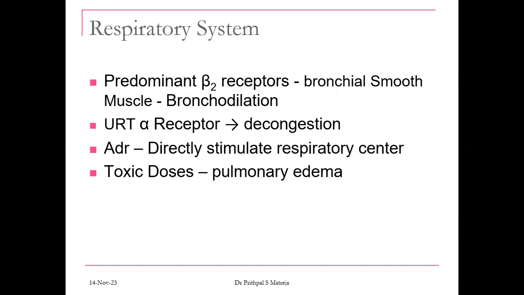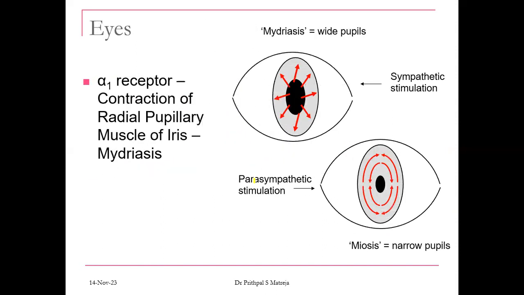Action on the respiratory system. There is beta 2 receptor present in the smooth muscles of the bronchus. So predominant beta receptors are present, which lead to smooth muscle relaxation, causing bronchodilation. The upper respiratory tract has alpha receptors, and these alpha receptors cause vasoconstriction, thereby causing decongestion. Adrenaline also has the propensity to directly stimulate the respiratory centers, whereas a toxic dose of this could lead to pulmonary edema.